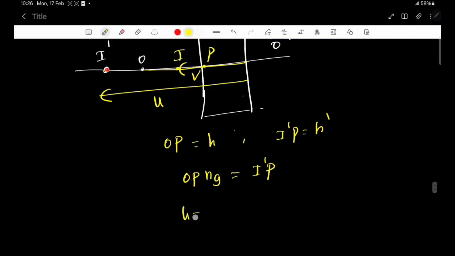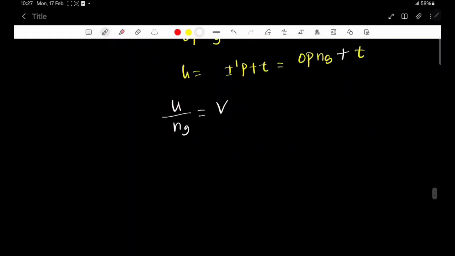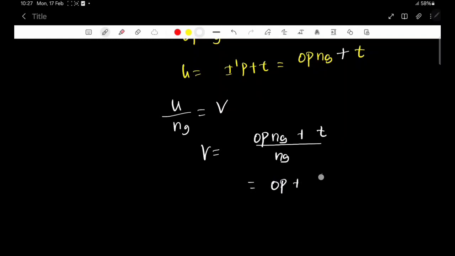I can say that U is equal to I'P plus T. I can write the same as OP Ng plus T. Similarly, for the final position, when the observer is in the rarer medium and the object in the denser medium, we know the relationship: U by Ng equal to V. So the final position is equal to U by Ng. U is OP Ng plus T, divided by Ng, so I'll be getting OP plus T by Ng, which is equal to V.